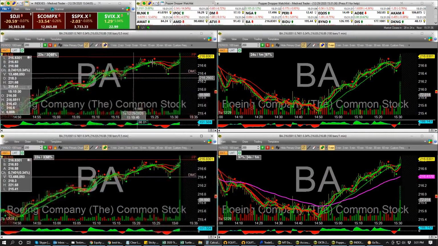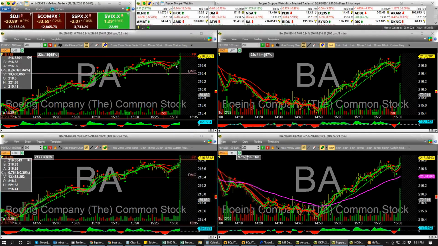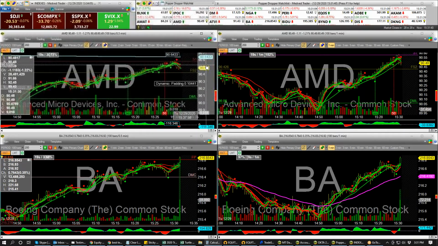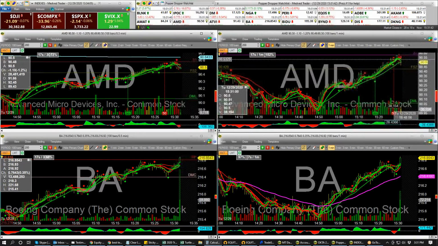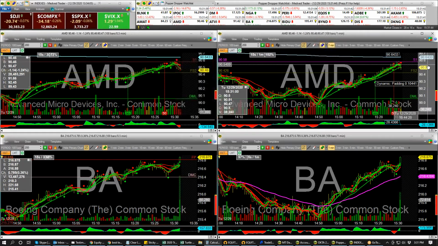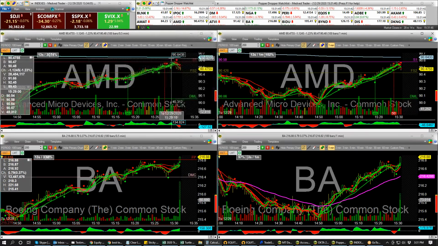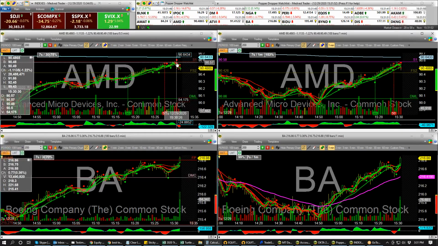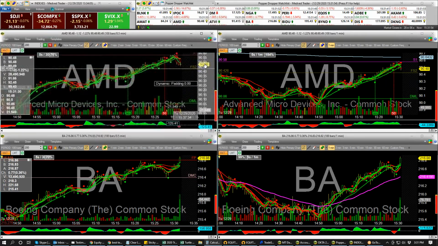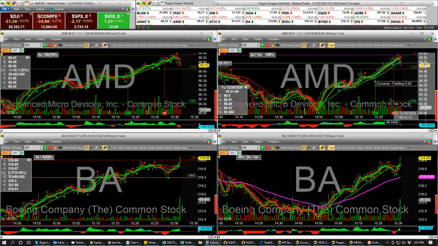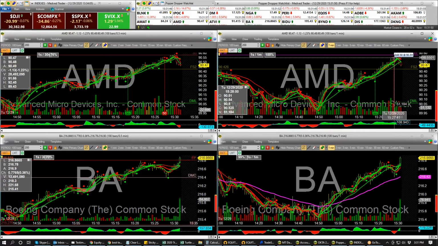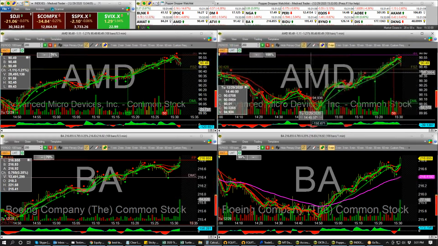We'll keep an eye on it. By the way, did you see what AMD just did? It just reversed right off of S1 right there. And look what was right above that, the VWAP. That's why we use those pivots. Those give us the targets. So we actually exited pretty close to the target. All right, BA is breaking out.